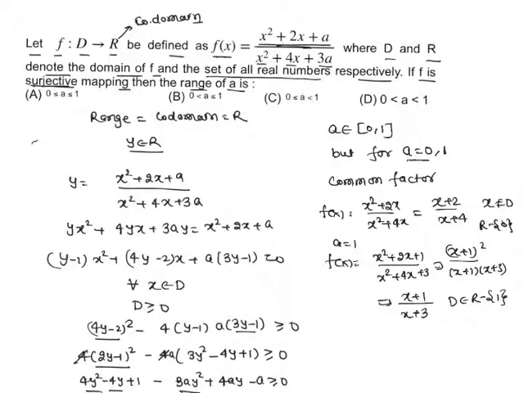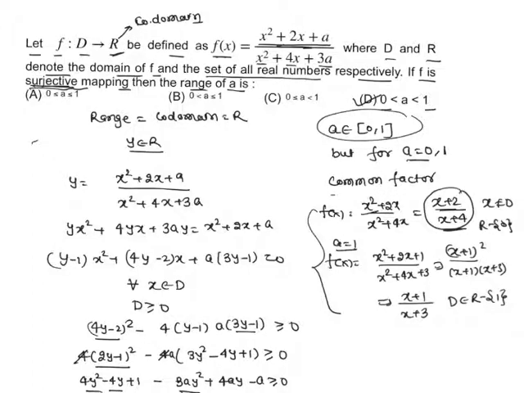So if I take a as 0 and 1, both equations will have a common factor in numerator and denominator. So the equation becomes linear by linear, and we know every linear by linear equation's range will always be less than R, but we want the range to be R because we want a surjective function. That means a should not be 0 and should not be 1. So the answer should be the open interval 0 to 1. This is the correct answer, so option D is correct.